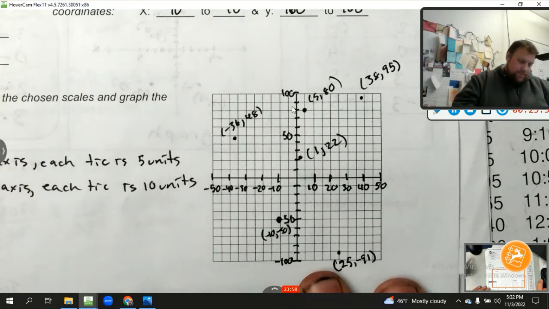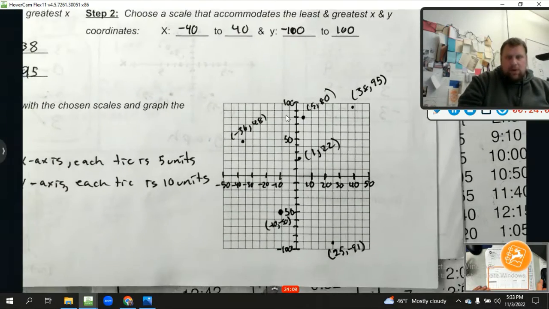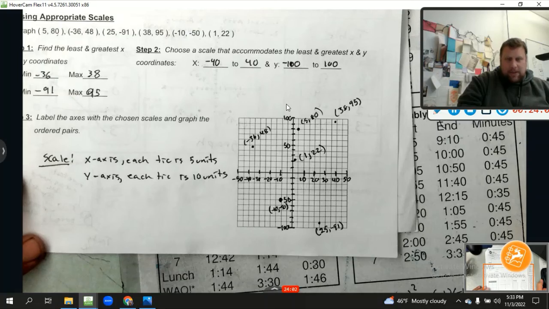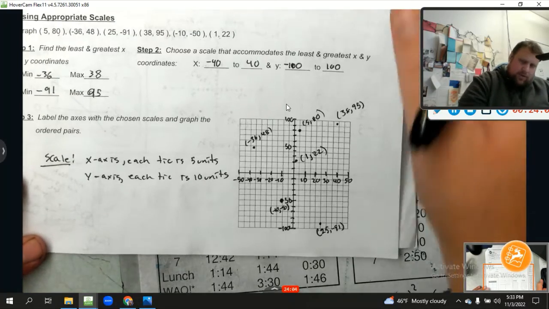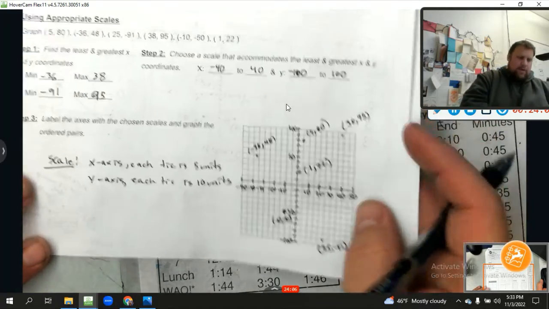All right? So you have this all written down, labeled. I know it takes some time, but we're going to get used to it and do a great job. All right, let's move on to the next one.